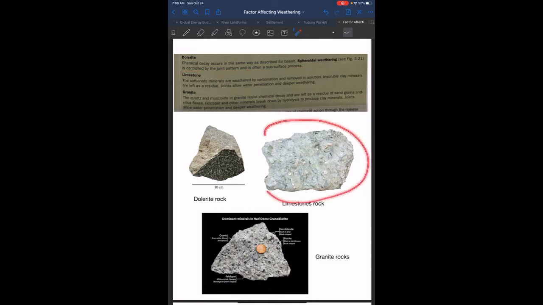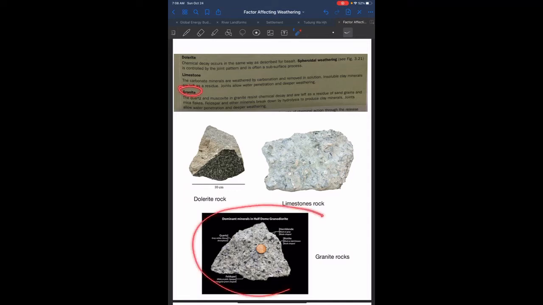Another type of rock is limestone. The carbonate minerals are weathered by carbonation and removed in solution. Insoluble clay minerals are left as residues. Joints allow water to penetrate and deepen the weathering process.